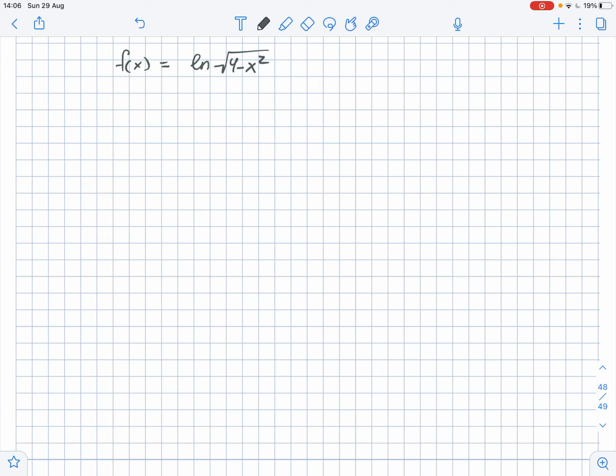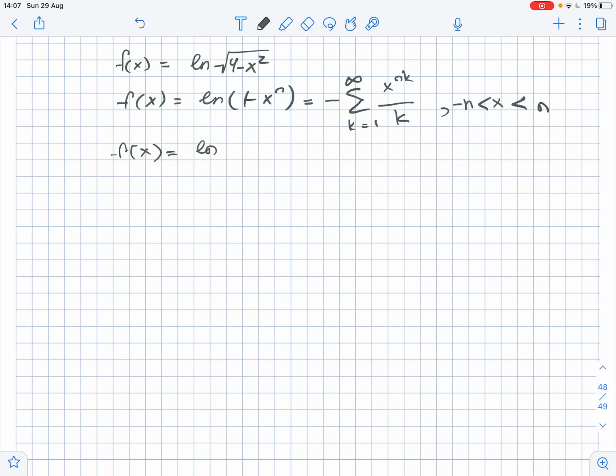So we need to find the power series representation, the radius of convergence, and the interval of convergence for the given series. So we will use the power series formula: f of x equals ln of 1 minus x to the power of n, and it equals negative sum from k equals 1 to infinity of x to the power of nk over k, where x lies between negative n and n.